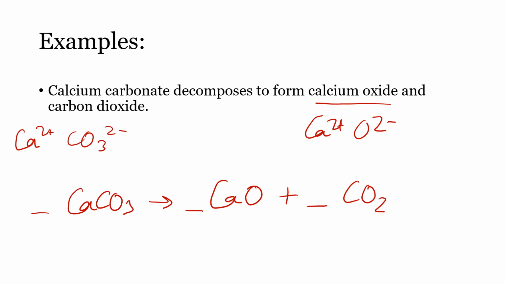So I'm going to look. I have 1 calcium on each side. I have 1 carbon on each side. And I have 3 oxygens on my carbonate, and I have 2 plus 1 on the right side. I have 3 oxygens on my right side as well. So this is 1, 1, 1.